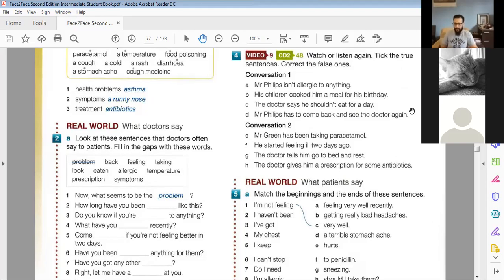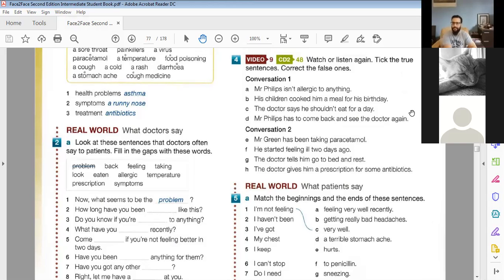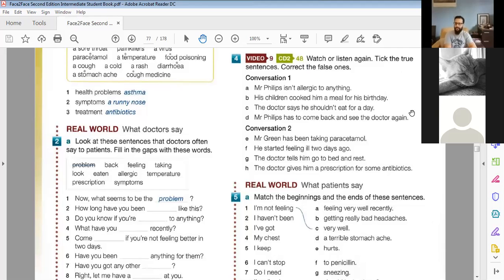Track 48. Conversation 1. Hello, Mr. Phillips. Take a seat. Thank you. Now, what seems to be the problem? I'm not feeling very well. I've got a terrible stomachache and I keep throwing up. Have you had any diarrhea? No, I haven't. How long have you been feeling like this? Since late last night. Do you know if you're allergic to anything? No, not that I know of.